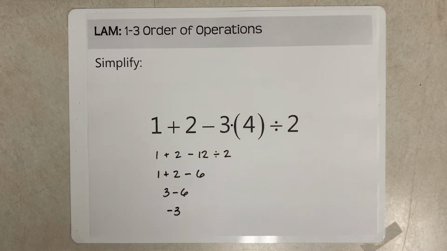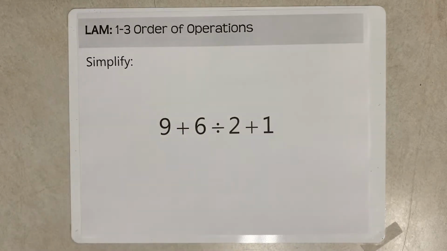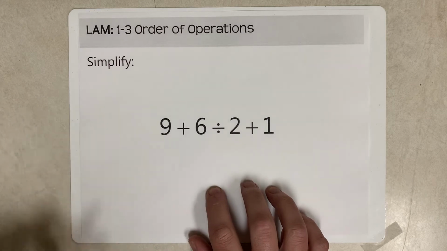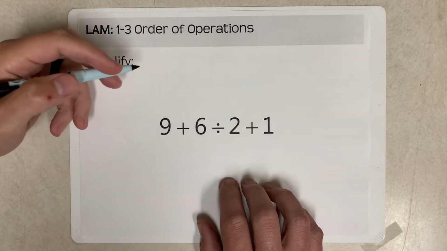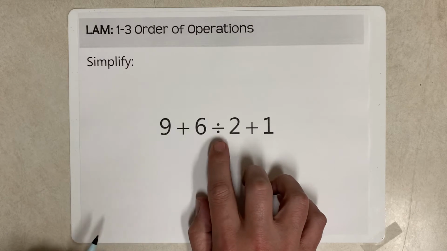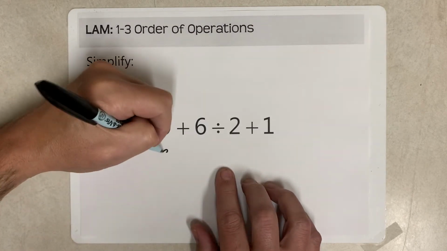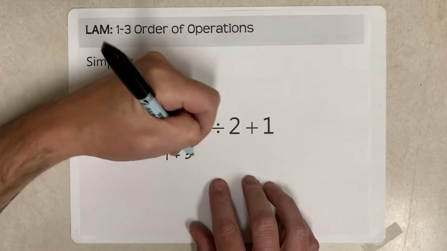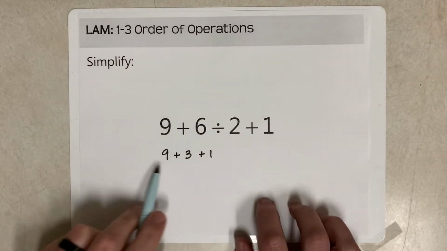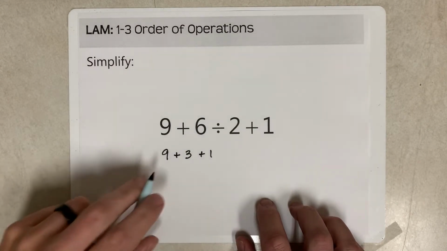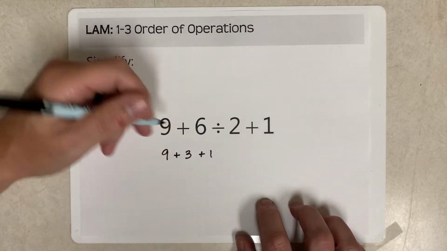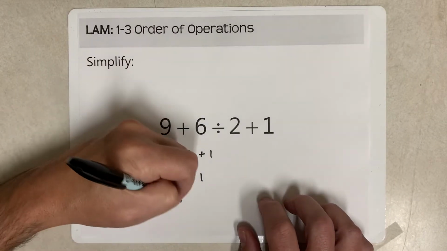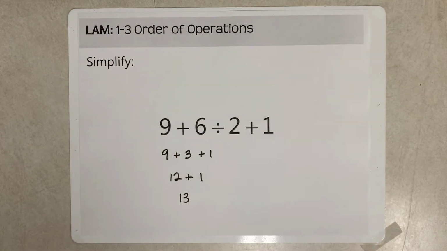All right, let's see what the next one looks like. This time, we have 9 plus 6 divided by 2 plus 1. All right, no parentheses, no exponents. So we're going to do the division first because of the order of operations. And so we have 9 and then plus 6 divided by 2 is 3 plus 1. Left to right, we'll do the addition first. 9 plus 3 is going to be 12 plus 1. And then 12 plus 1 is 13. So that one really wasn't too bad.